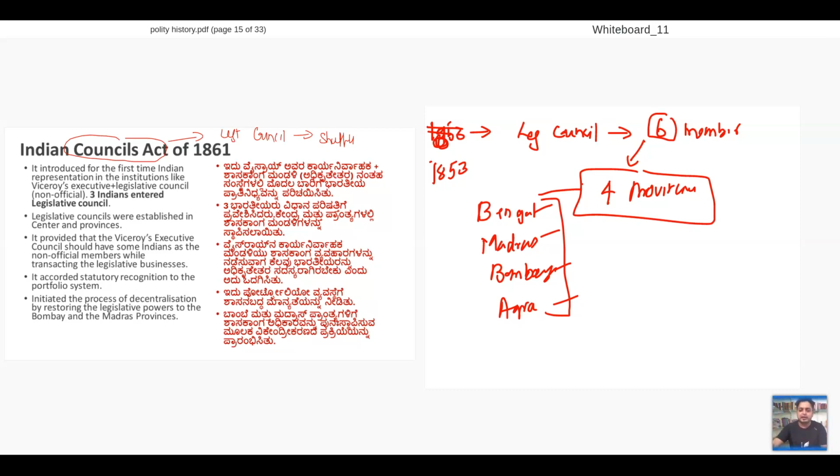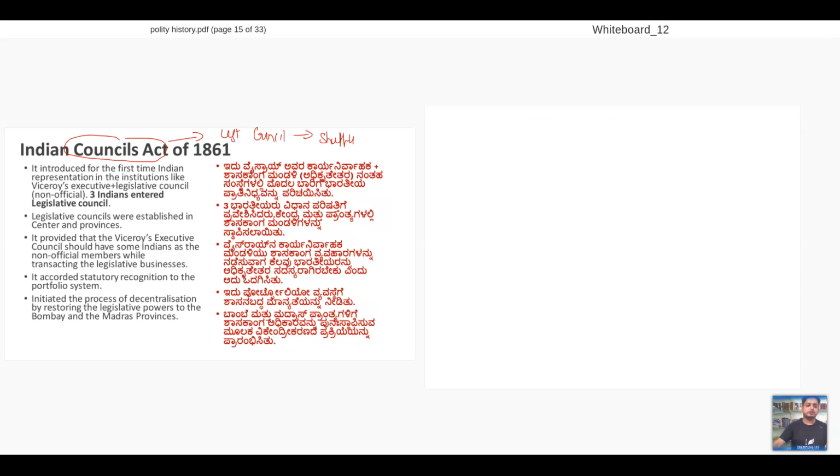Clear? Now we will start. Now they've decided to change the council's composition. How have they changed it? They started including Indians in councils. First time, 3 Indians will be added to the council. Which council will they add Indians to? Executive Council? Never. They will add Indians only into the Legislative Council.